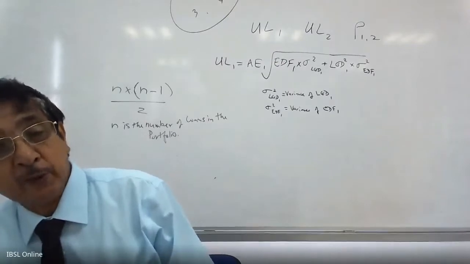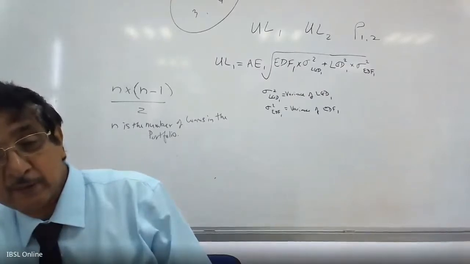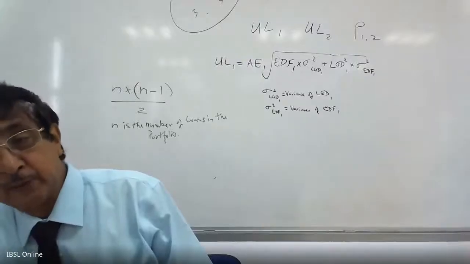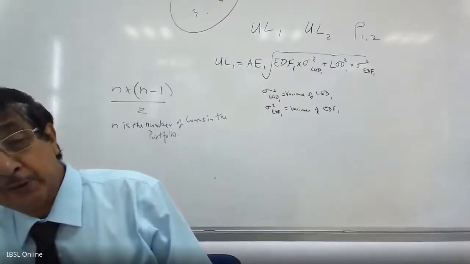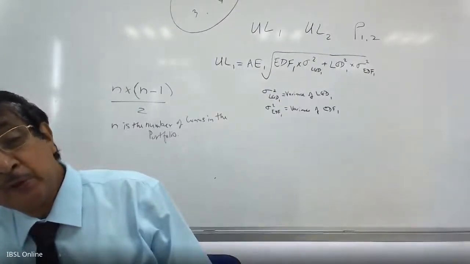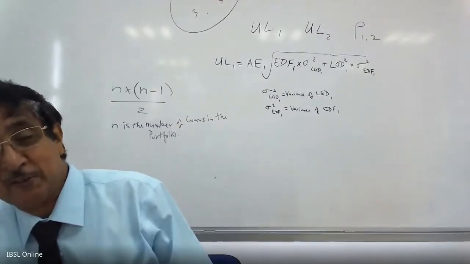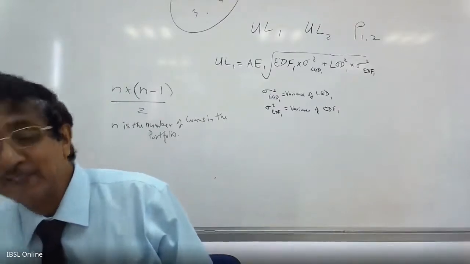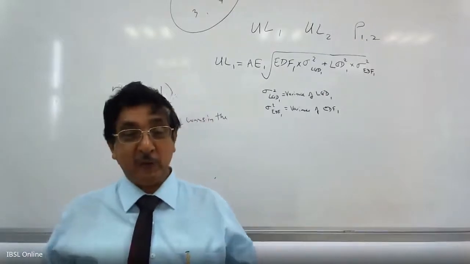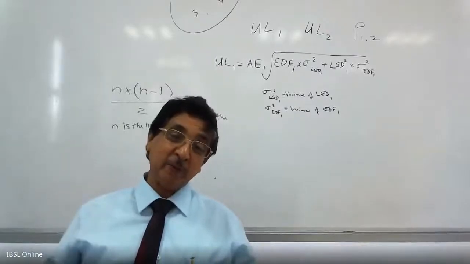By using the formula, you can arrive at the figure. It's 4,950. Because how can you put it? 100 into 99 divided by 2. So 100 into 99 divided by 2 is 50 into 99. 50 into 99 is 50 into 100 minus 50. So 50 into 100 is 5,000. 5,000 minus 50 is 4,950. That is the answer. Now you can see when you have 100 loans, how many pairs you will get? 4,950 pairs you will get.